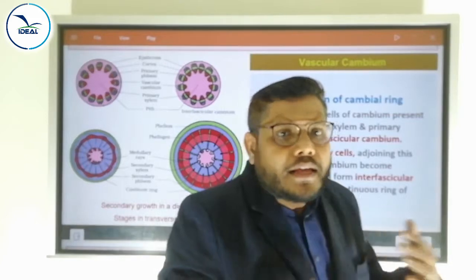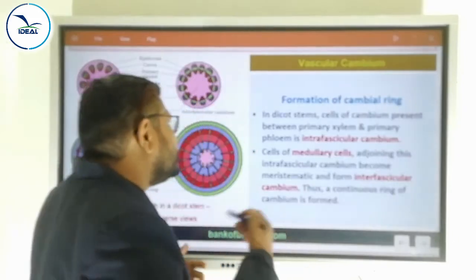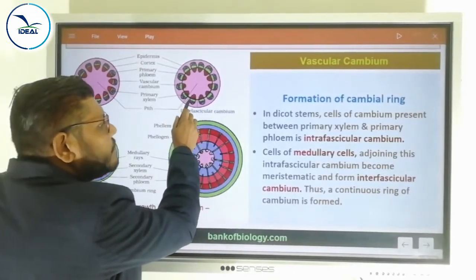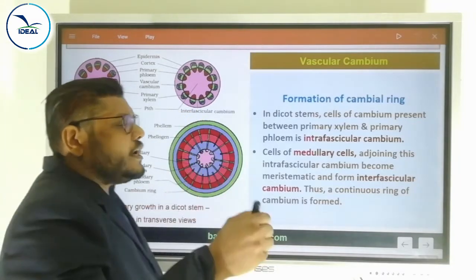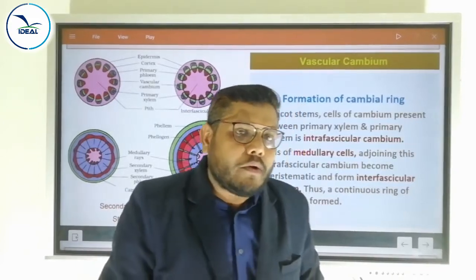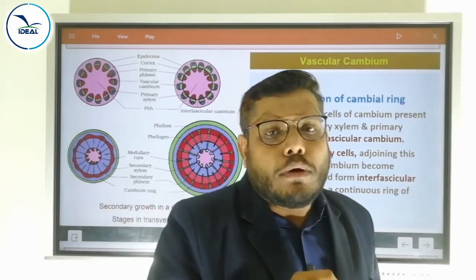Becoming meristematic means what? Can divide itself. So that is the reason why that particular cambium is joining and becoming meristematic to form an interfascicular cambium. What we call interfascicular cambium.